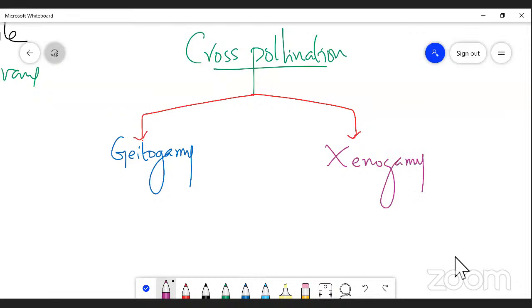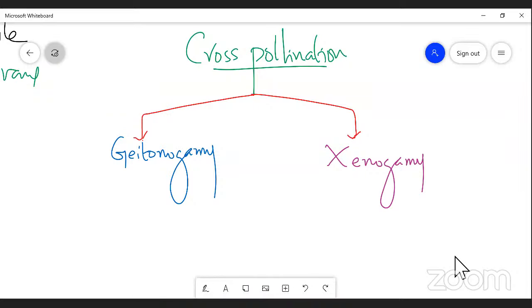What is the difference between geitonogamy and xenogamy, right? Geitonogamy is the transfer of pollen grain from anther to stigma between two flowers of the same plant. That is called geitonogamy.